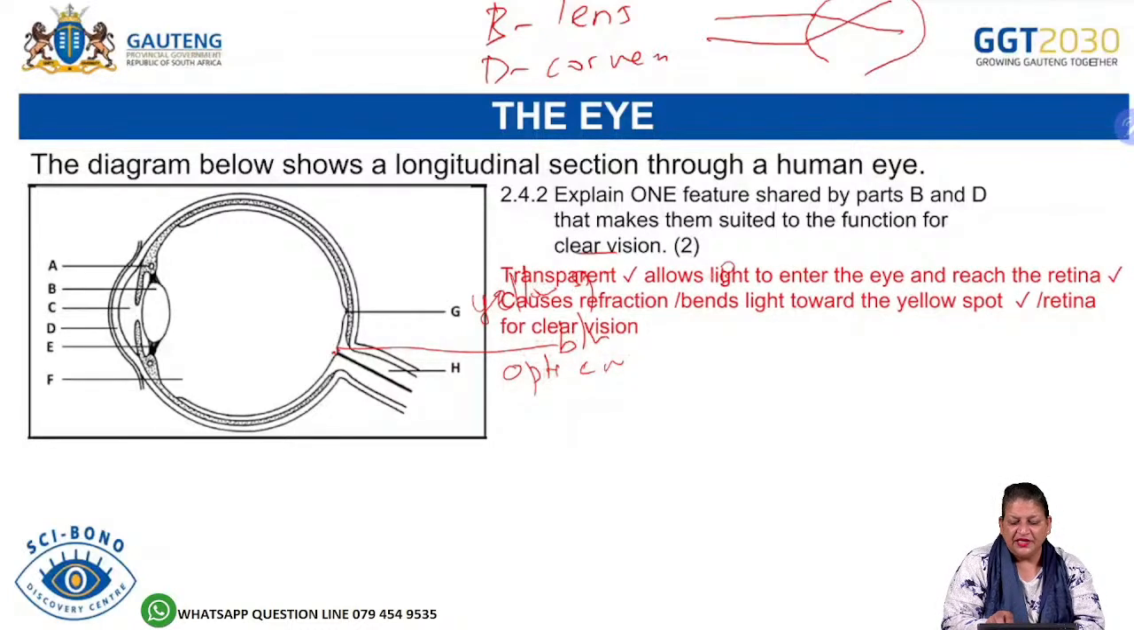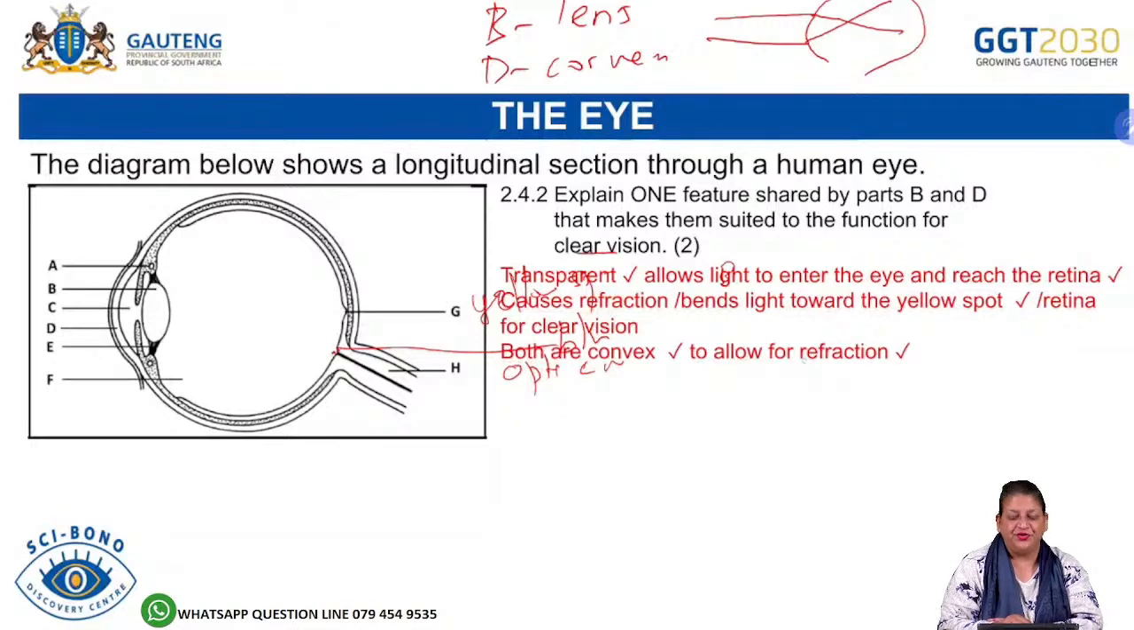It's transparent, allows light to enter the eye and reach the retina. It causes refraction, bends the light towards the yellow spot. So it's convex and therefore it causes refraction. You have to say convex and therefore it causes refraction. See, both are convex to allow for refraction.